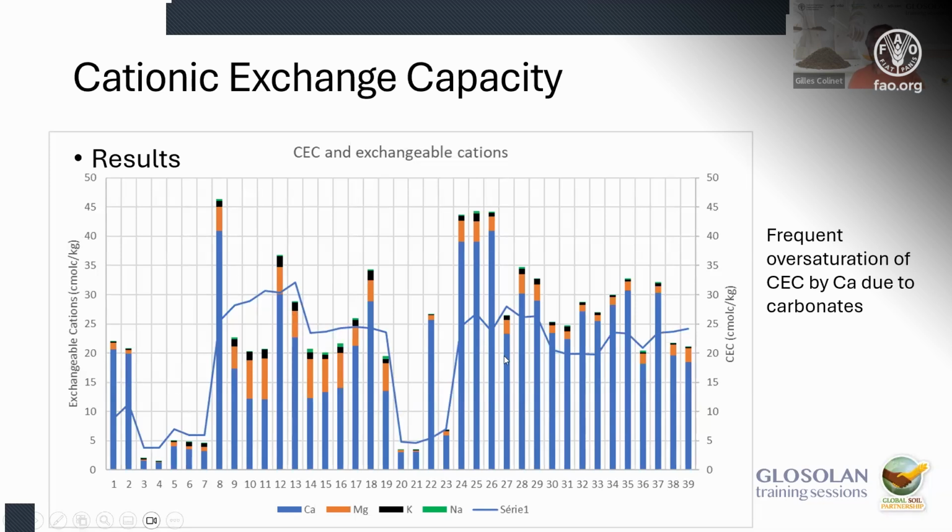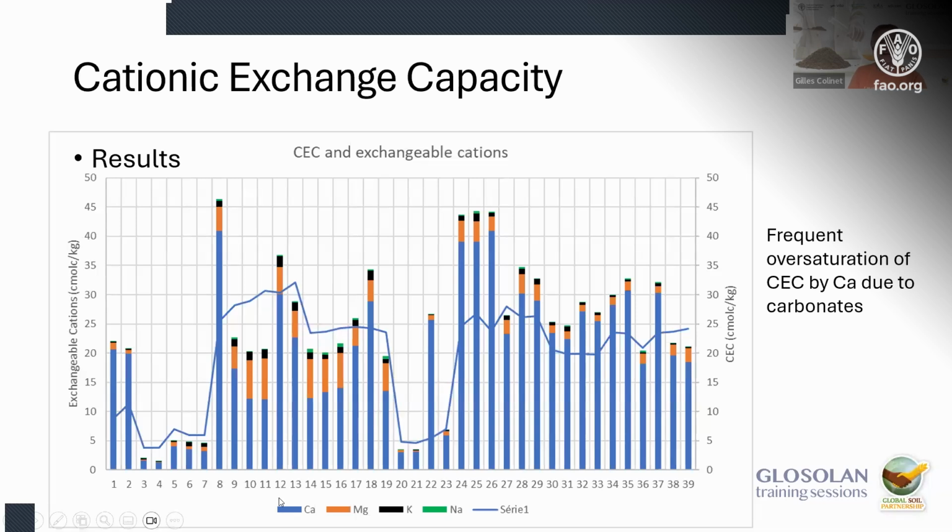It's the calcium. And indeed, we have here the 39 samples from Ukraine, which present traces of carbonates, and we see that with these results, we can just say that the exchange complex is oversaturated in some places, and at other places there is still room that is occupied by other elements.